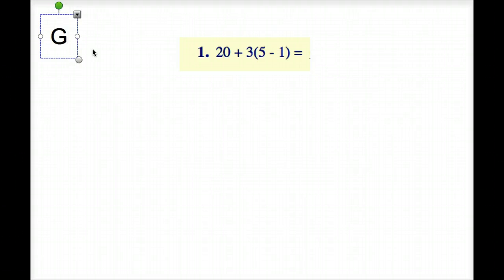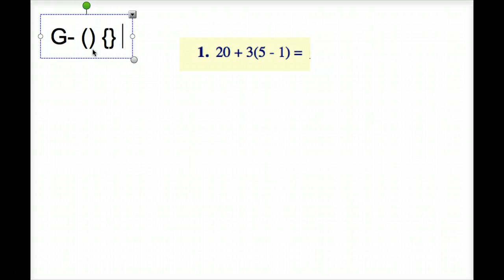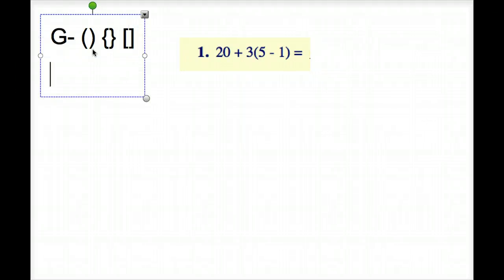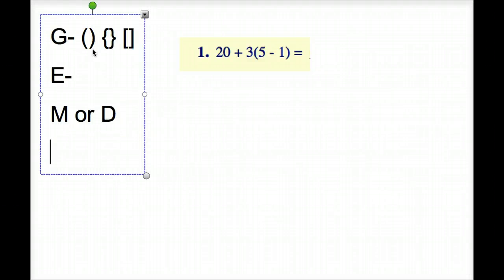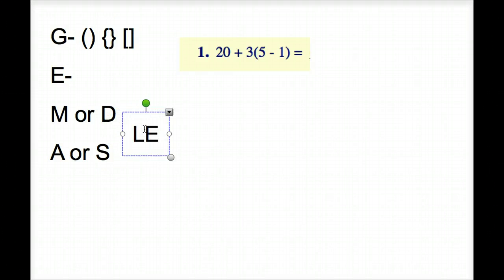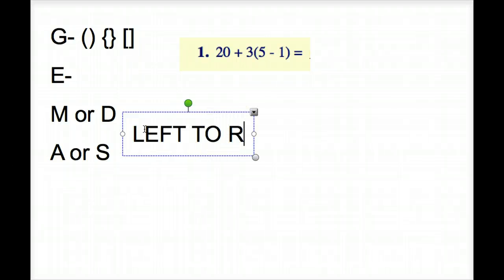So first we do G for grouping symbols. What are some grouping symbols? They are parentheses. We also have bracket or brackets. Then we need to do some exponents. Now, exponents are squares or cubes or something like that. We do multiplication or division, and then we do addition or subtraction.